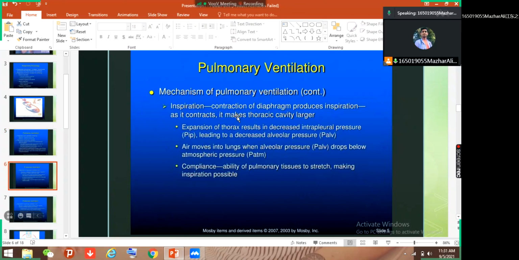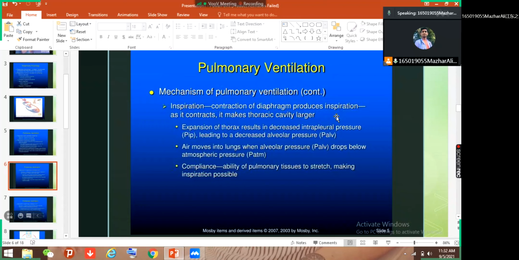So first of all, inspiration. How does inspiration occur? Inspiration occurs due to the contraction of the diaphragm. Normally the diaphragm is dome shaped. When it contracts, it becomes more horizontal, not like a dome shape. So when it contracts, it makes the thoracic cavity larger. This is the purpose of diaphragm contraction. When there is no diaphragm contraction, there is no enlargement of the thoracic cavity.